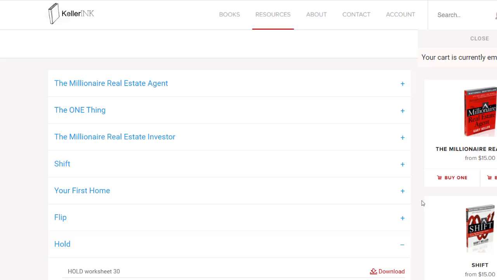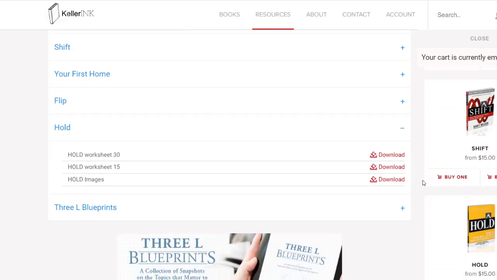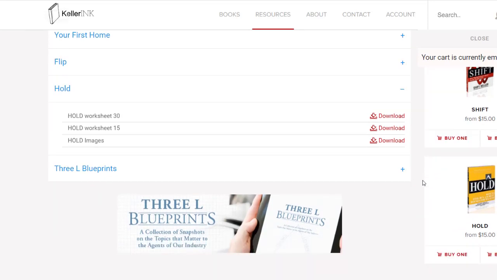Okay, so the first thing that we are going to do is I'm going to show you where I found the spreadsheet that I use to analyze every single rental property. And it's relatively easy to find. I'm going to go ahead and link to it in the show notes here as well. But you would go to kellerinc.com/pages/resources.